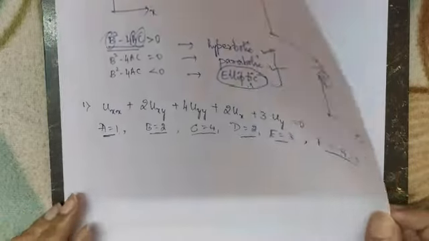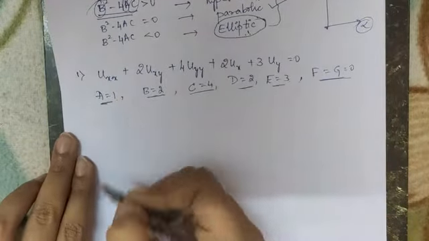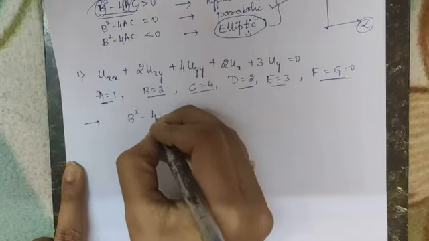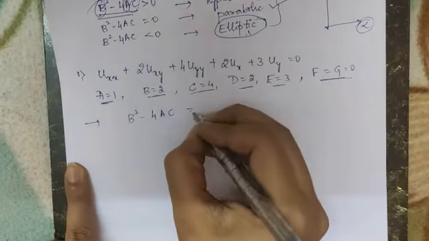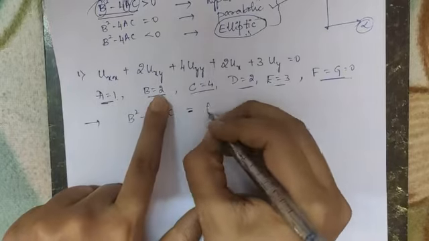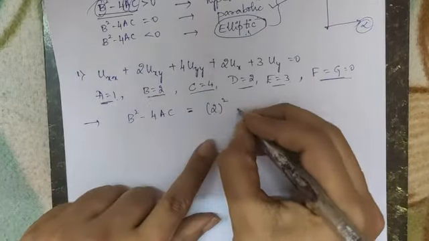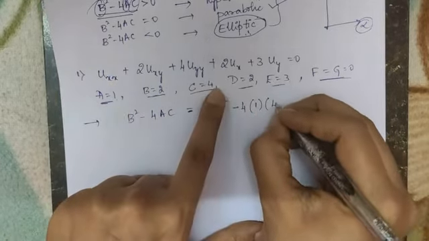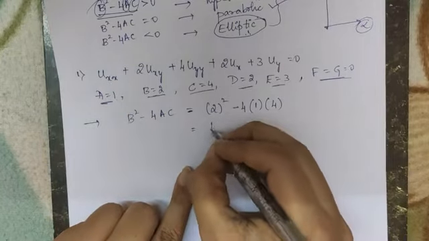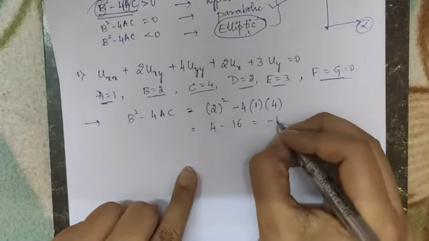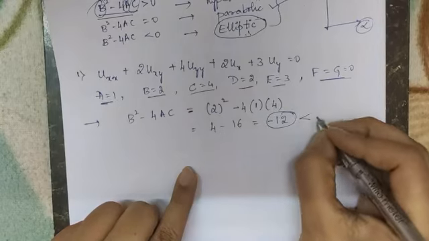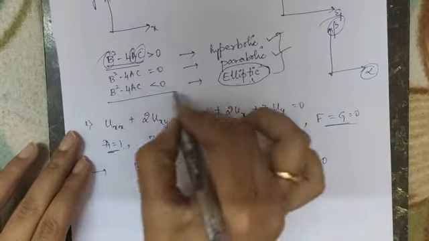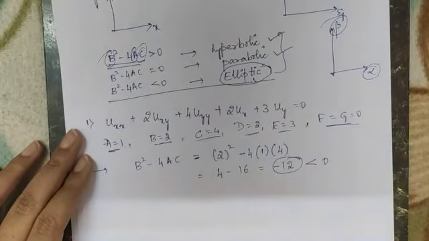Now let's move to the discriminant, to find the nature of the given PDE. b square minus 4ac is equal to, what is the value of b? It is 2, so I have to square it, minus 4 times a, which is 1, times c, which is 4. So you will get 4 minus 16, that is minus 12. Minus 12 is less than 0. That means the nature of the given partial differential equation is elliptic, right?